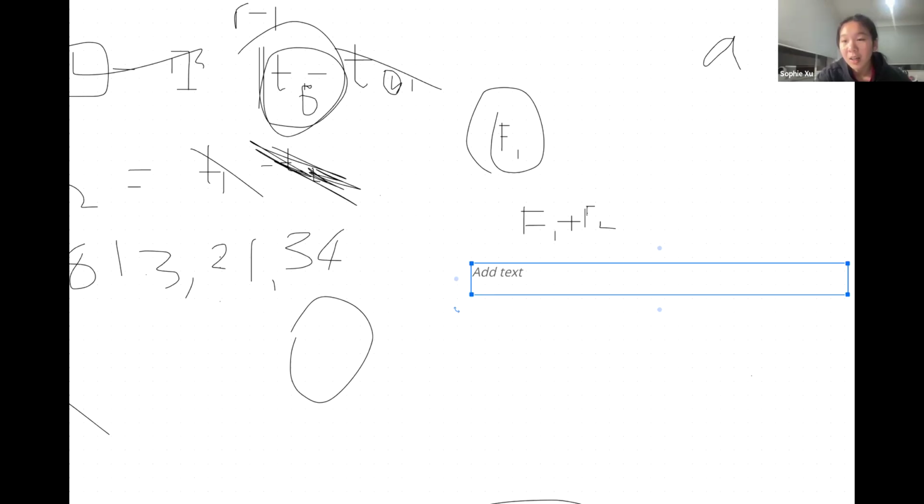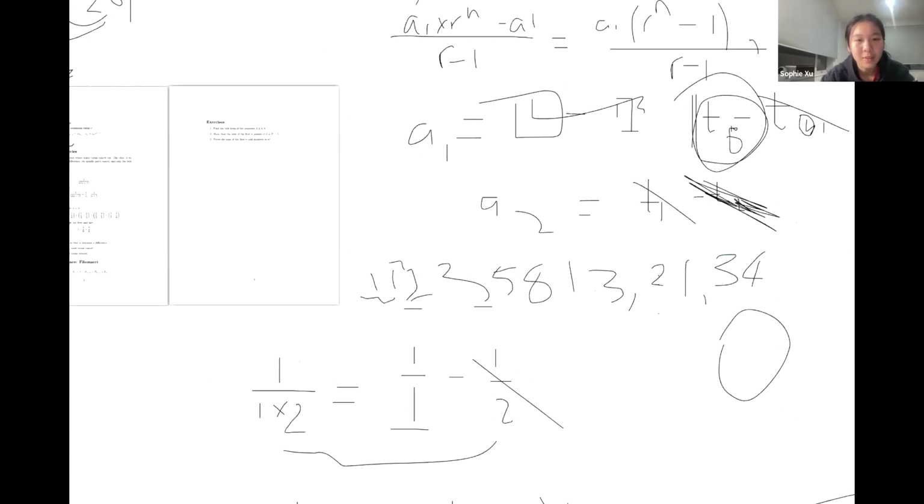Yeah. Okay, and then this is the sum of the squares: F1 squared plus F2 squared all the way to Fn squared is equal to Fn times F(n+1), which is quite cool.